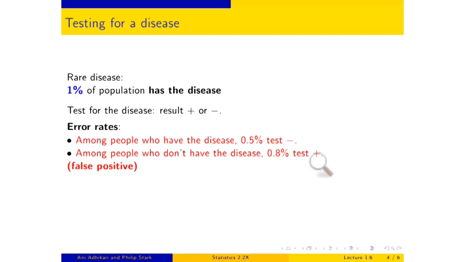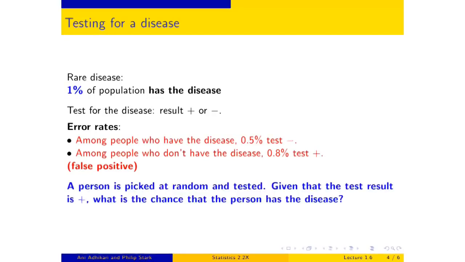And so the question that we're going to ask is the question that is of interest to most people, which is they've taken the test and they've tested positive. Do they have the disease? So specifically, what is the question that is being asked? You pick a person at random and test that person. Given that the test result is positive, what is the chance that the person actually has the disease? It's not 100% because the test doesn't always get it right. So what do we do?